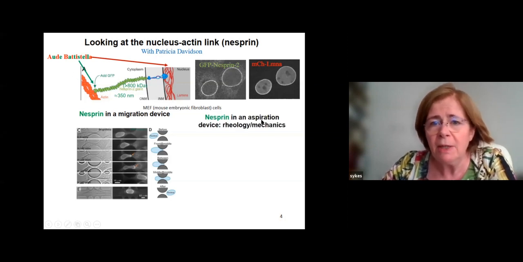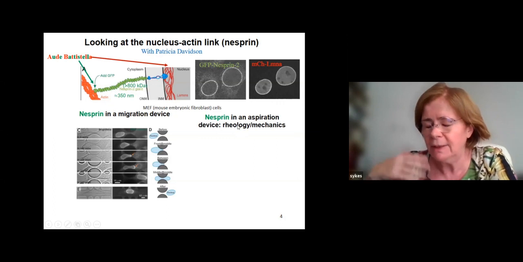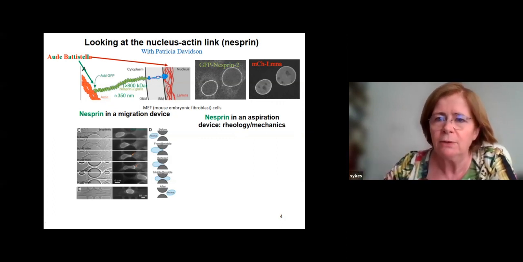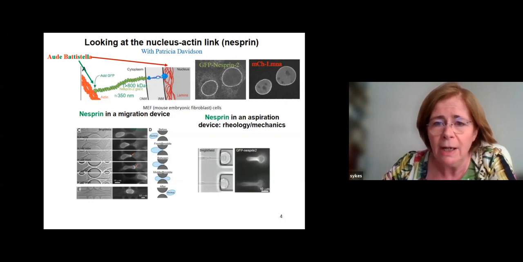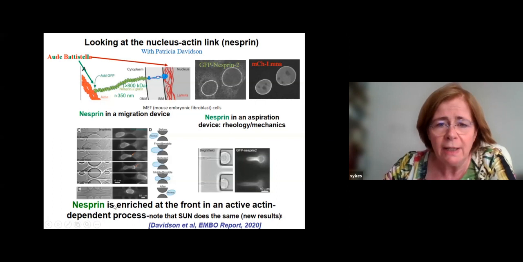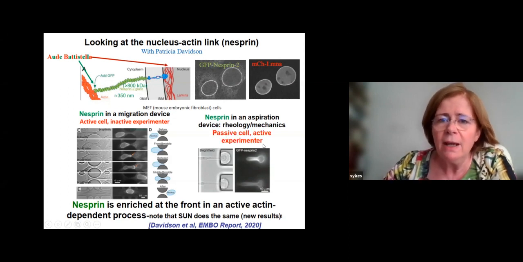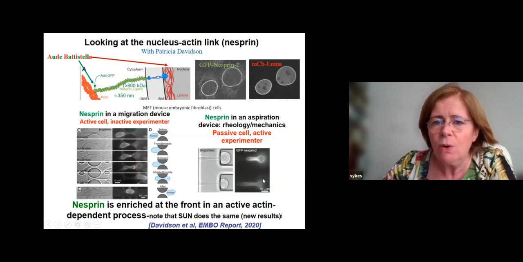If we do the same experiment now, what I call the passive experiment, if we want to measure the rheology of these nuclei, what we see is that nesprin doesn't go to the front of the aspiration. So in fact, nesprin is enriched at the front in an active actin-dependent process. The cell is active and the experimenter is inactive, whereas here the cell is passive and the experimenter is active. This is what I call an active mechanism, and this is what I call a passive mechanism.